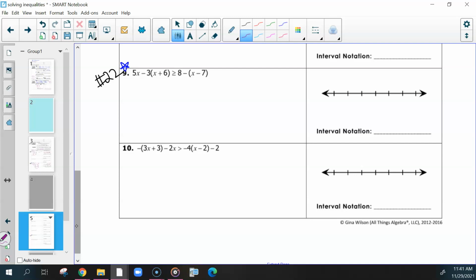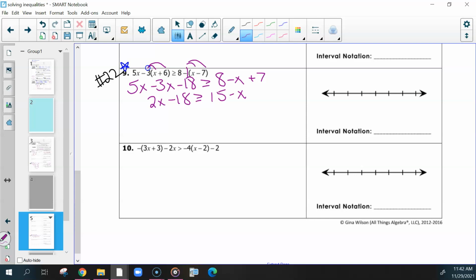Here, I would distribute on both sides. Let's see. Remember that this is really -1. So doing all of that, we have 5x minus 3x minus 18 is greater than or equal to 8 minus x plus 7. Combine like terms on the same side. 5x minus 3x gives us 2x. Make sure you're bringing down your symbol. 8 plus 7 gives us 15.